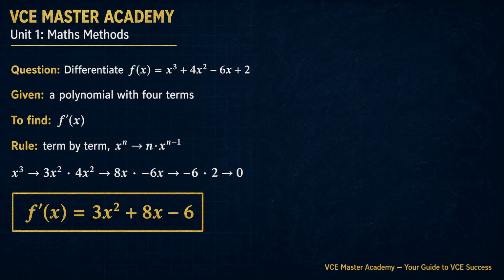Term 2, 4x squared. 2 jumps down, 2 times 4 is 8, 8x. Term 3, minus 6x. The derivative of x is 1, so this term becomes just minus 6. The sign came along for the ride. Term 4, plus 2. A constant, 0, gone. Stitch the survivors together, 3x squared plus 8x minus 6. Box it, 4 terms in, 3 terms out, and every single move was one you already knew.